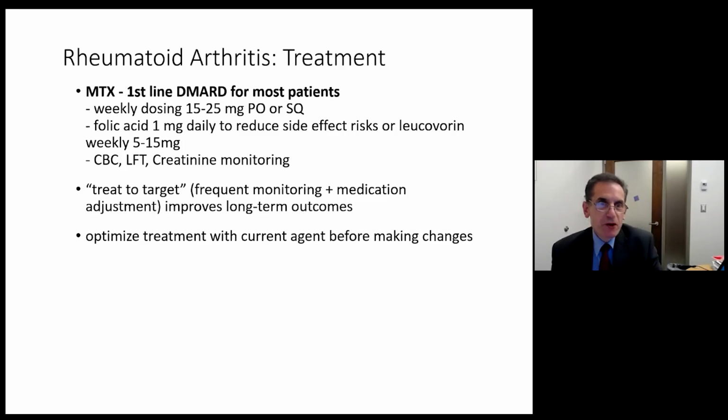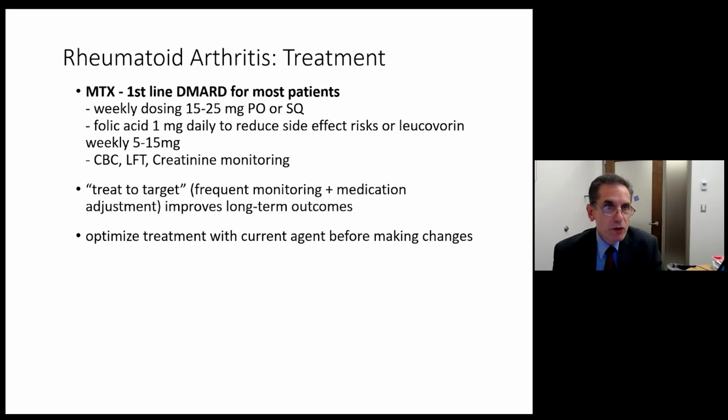Let's move to rheumatoid arthritis. In rheumatoid arthritis, in the year 2020, methotrexate is still considered first-line DMARD for most patients. The weekly dose varies from 15 to 25 milligrams, and it can be used orally or subcutaneously.